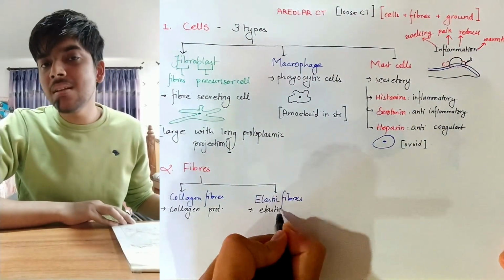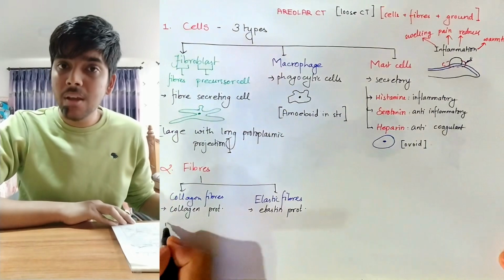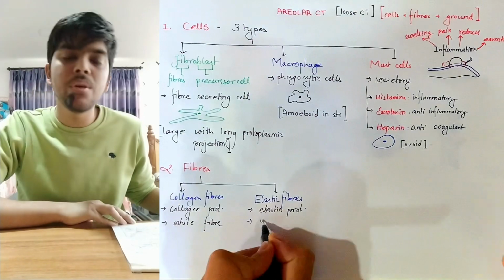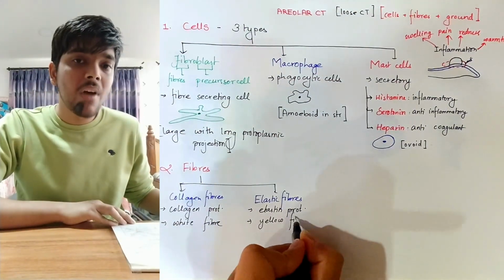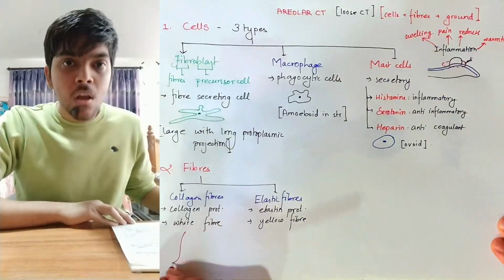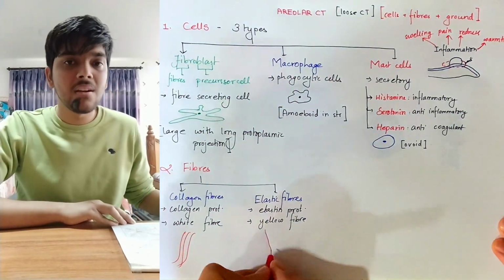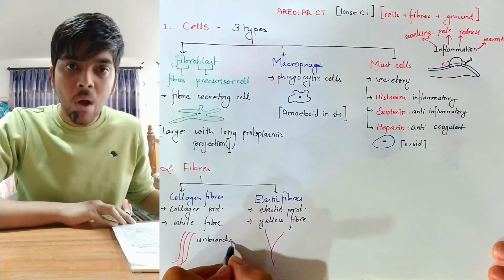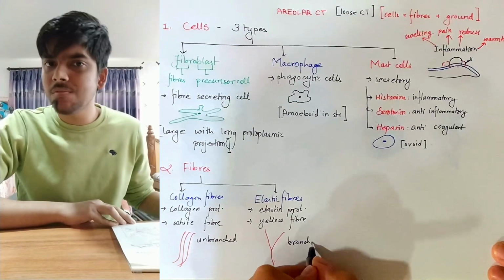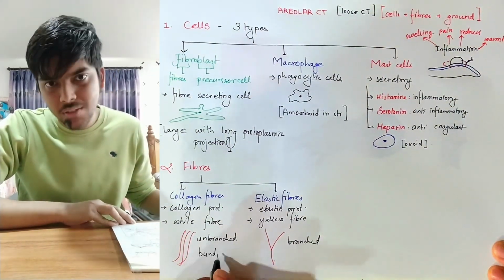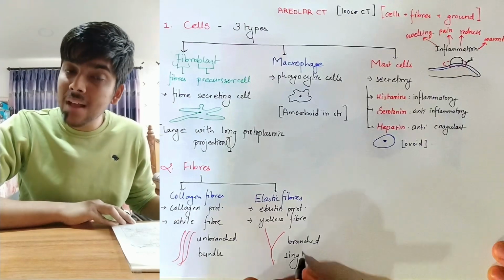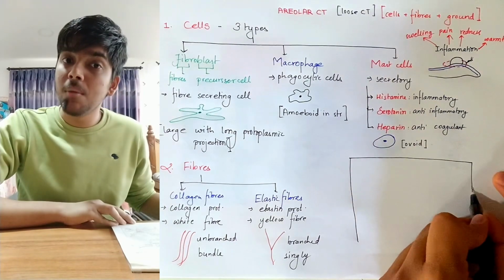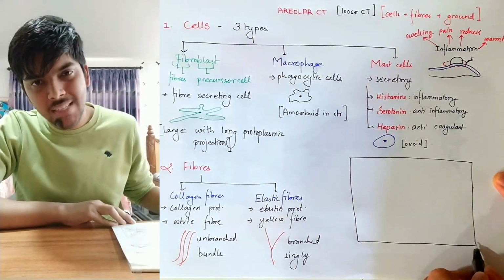The protein collagen is whitish in color. That's why the fiber is known as white fiber. While the protein elastin is yellowish in color. That's why elastic fiber is also known as yellow fiber. Collagen fiber, as you can see in the diagram, is found in bundles and is unbranched, while your yellow fiber or elastic fiber is found singly and it is indeed branched. So collagen fiber, unbranched, elastic fiber, branched, collagen fiber, found in bundles, elastic fiber, found singly.